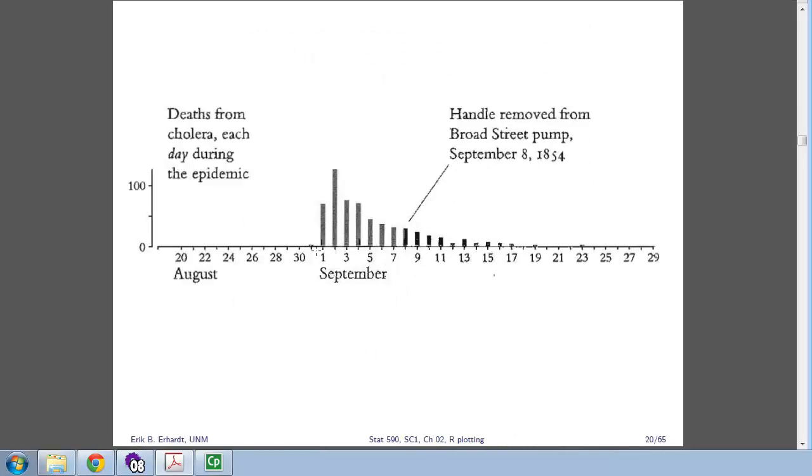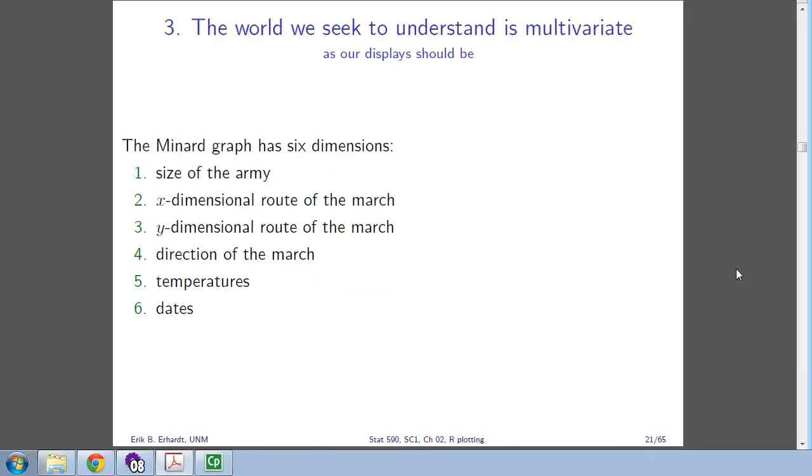So here's the outbreak, basically September 1st, number of deaths per day. And man, look at the y-axis. That's 100 people. On the 8th day, they removed the handle from the water pump, so no one could get water from there anymore. And maybe the deaths were trickling off anyway, but they slowly went down. So they found the cause and they remedied it through visualization.